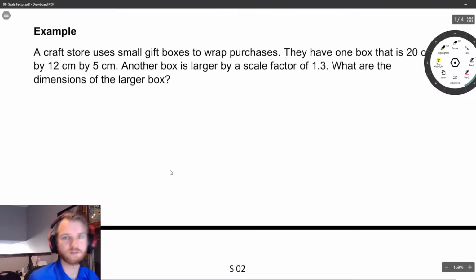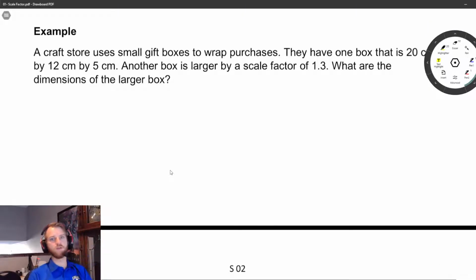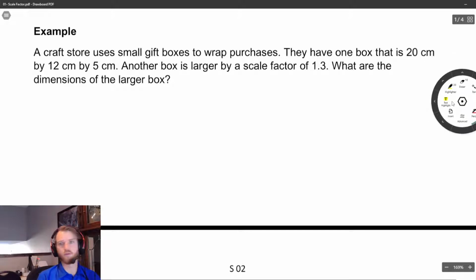All right, so the next example here at the bottom of the page says that a craft store uses small gift boxes to wrap purchases. They have a box that is 20 centimeters by 12 centimeters by 5 centimeters. Another box is larger by a scale factor of 1.3. What are the dimensions of the larger box?